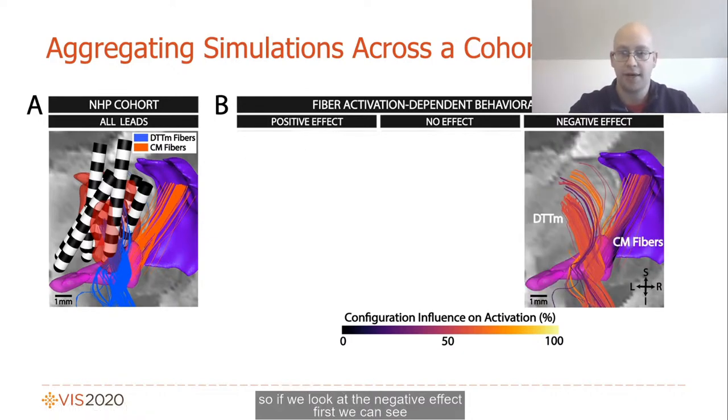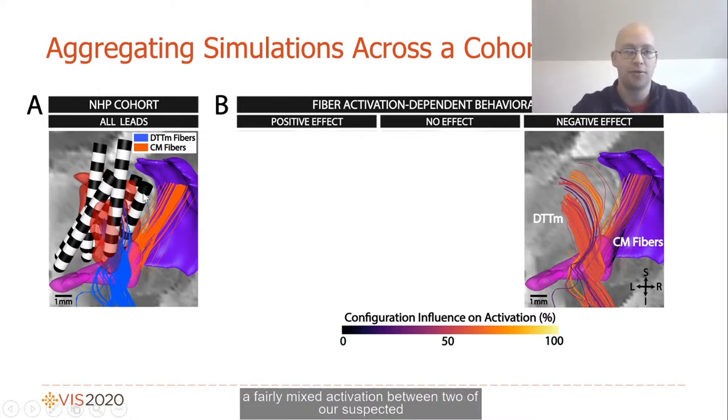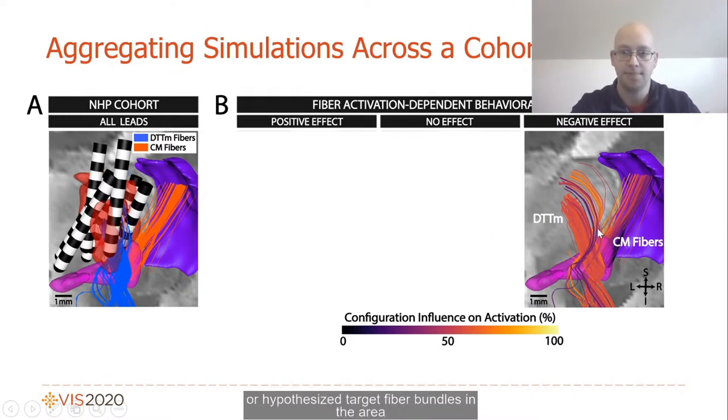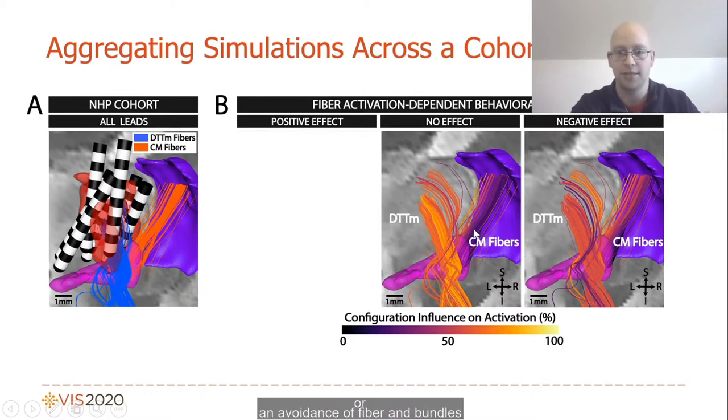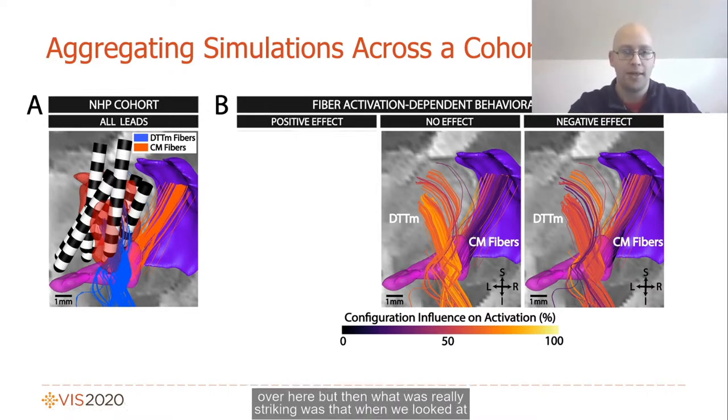So if we look at the negative effect first, we can see a fairly mixed activation between two of our suspected or hypothesized target fiber bundles in the area. But if we move to stimulation configurations that were producing no real effect, we start seeing a core of higher levels of activation in one fiber bundle and a bit of a steering or an avoidance of fiber bundles over here.